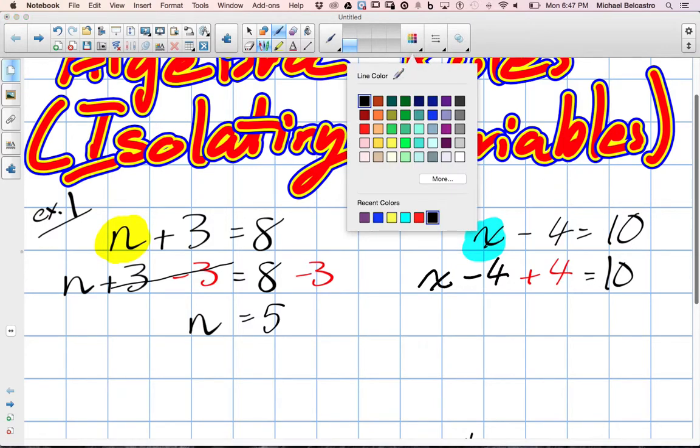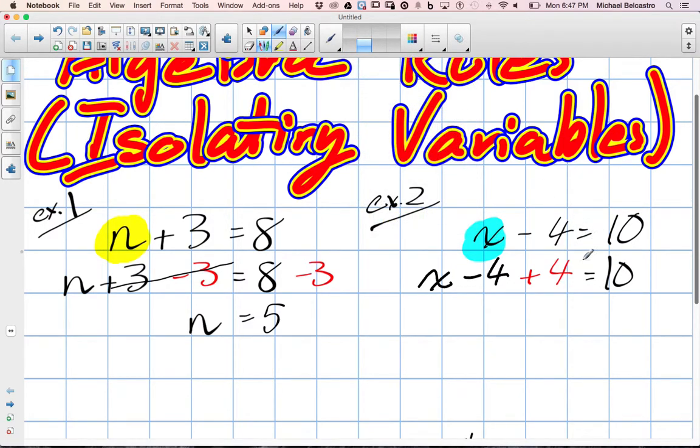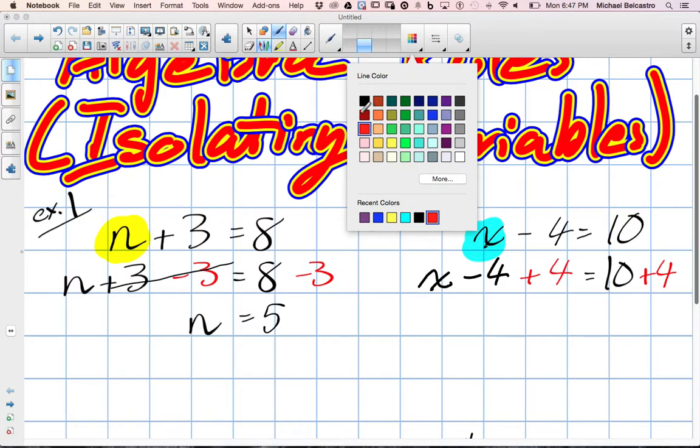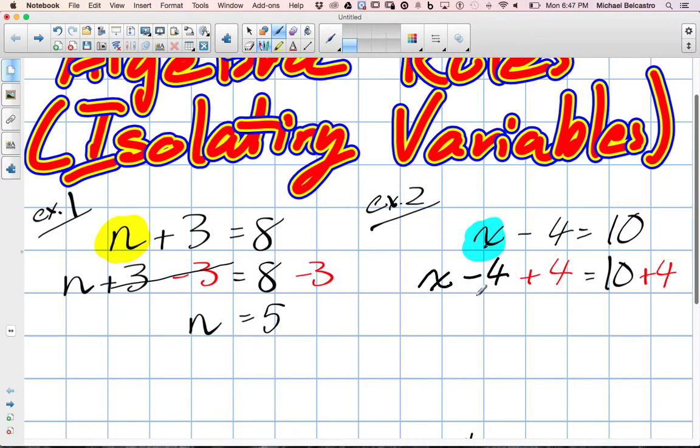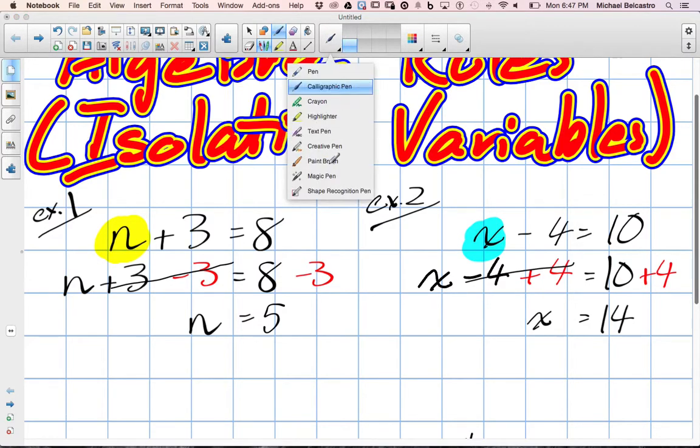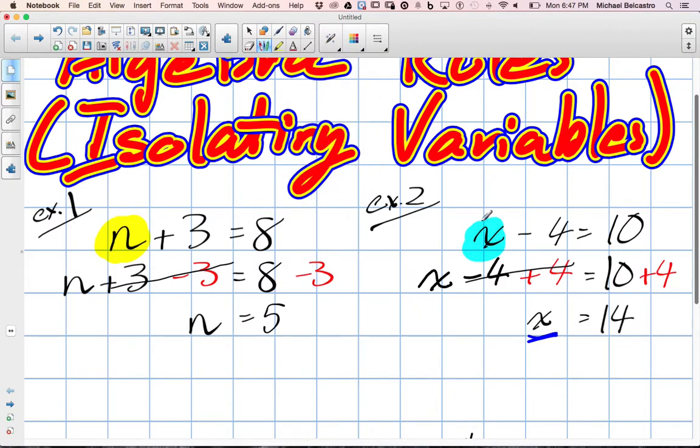On the right side of what? What's this thing in the middle here? The equal sign. That's right. Okay, good. So, on our left side here, what is negative 4 plus 4? 0. So they kind of cancel out. And we're left with x is equal to, what's 10 plus 4? 14. So if I replaced x with 14, is 14 subtract 4 equal 10? Yes. All right, checks out.